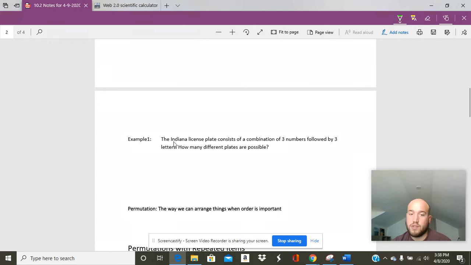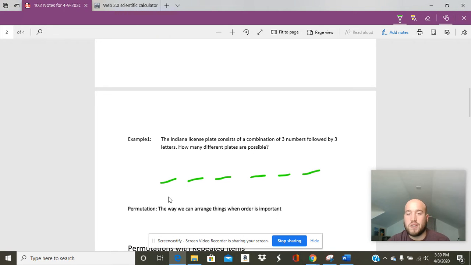Okay, now here's our example. We're going to do another one just like that. It says the Indiana license plate has a combination of 3 numbers followed by 3 letters. Okay, that's the standard one. Obviously, people make their own. They pay extra and get a custom one. But the standard license plate has 3 numbers, so 1, 2, 3 choices for a number. And then there's 3 letters, so 1, 2, and 3 spots for that.